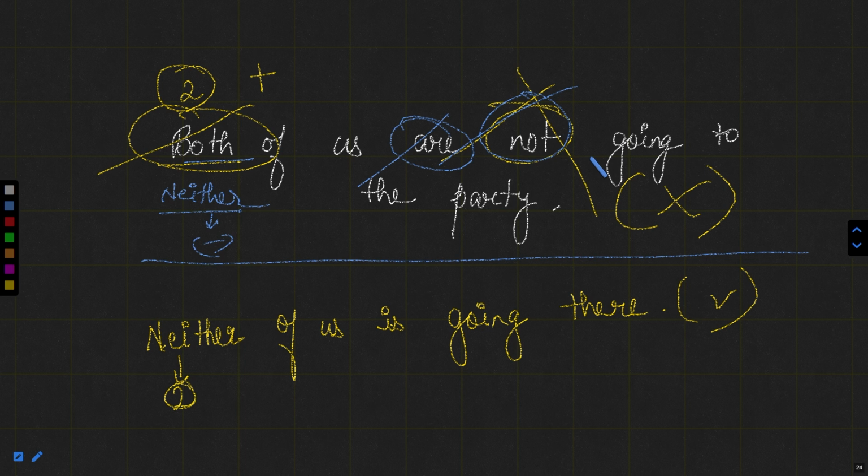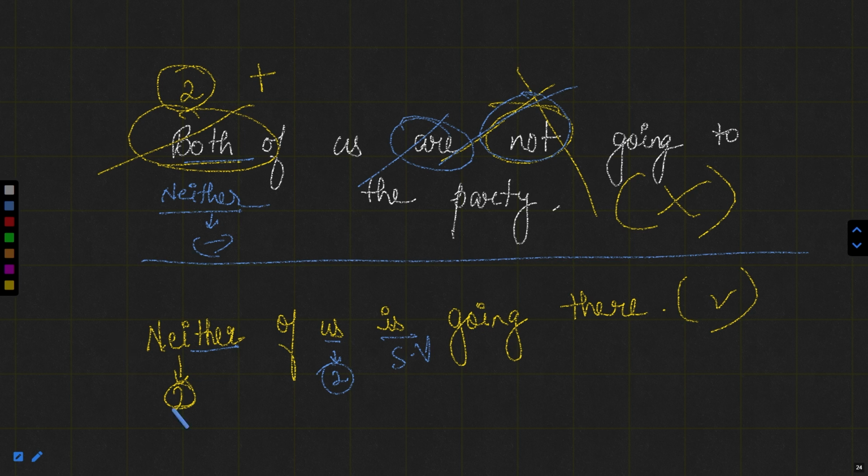Here each and every thing is clear. Neither is used for two people, correct. Of us, so us means we are two only. It is singular verb, and we are not using not again in the sentence. Now this sentence is absolutely correct. I hope you understood. If we have to write the negative sentence, we should not write the word both. Instead, we should write neither. Also, neither is always followed by singular form of verb, so we should keep this in mind. Also, we need not write not again with the word neither, because neither is itself a negative word.